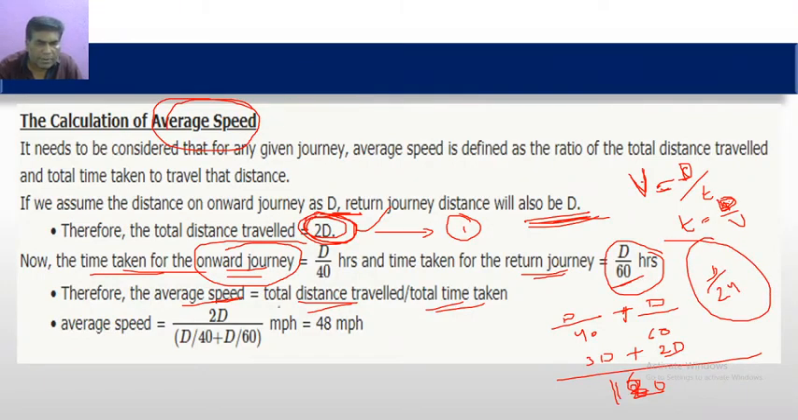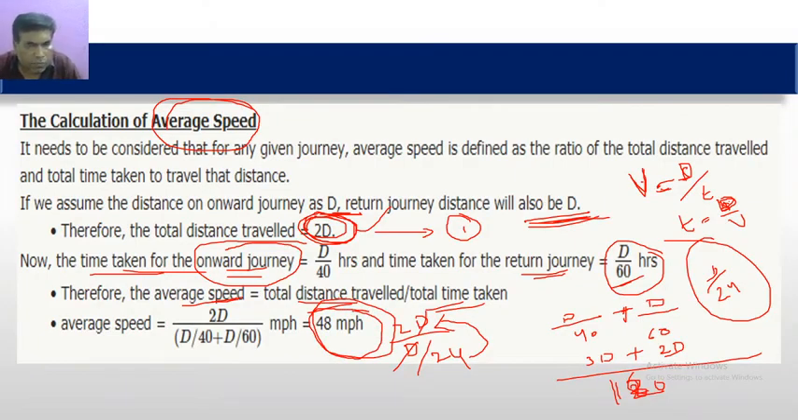So we can write here 2d by d by 24. Like this, the d's get cancelled. This 24 will go to the numerator. 24 twos are 48. So what is the correct answer? 48 miles per hour.